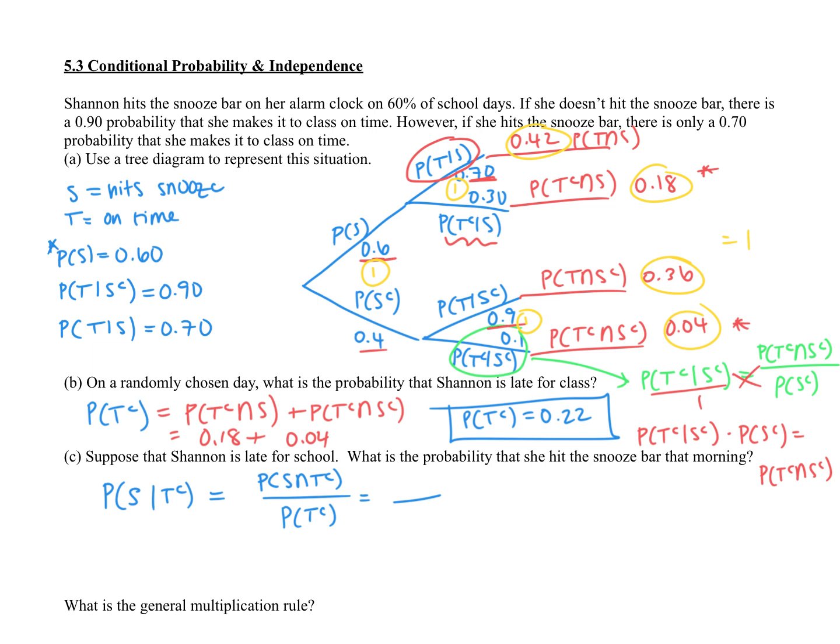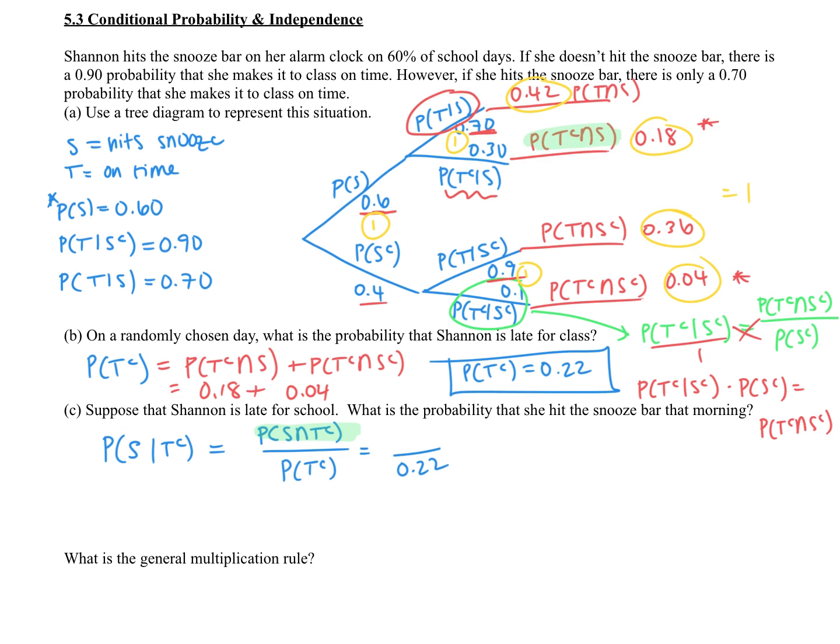T complement we just calculated. It's that 0.22. And then this S and T complement is the same as T complement and S. And the order doesn't matter. So we're using that 0.18. So that gives us about 0.82.